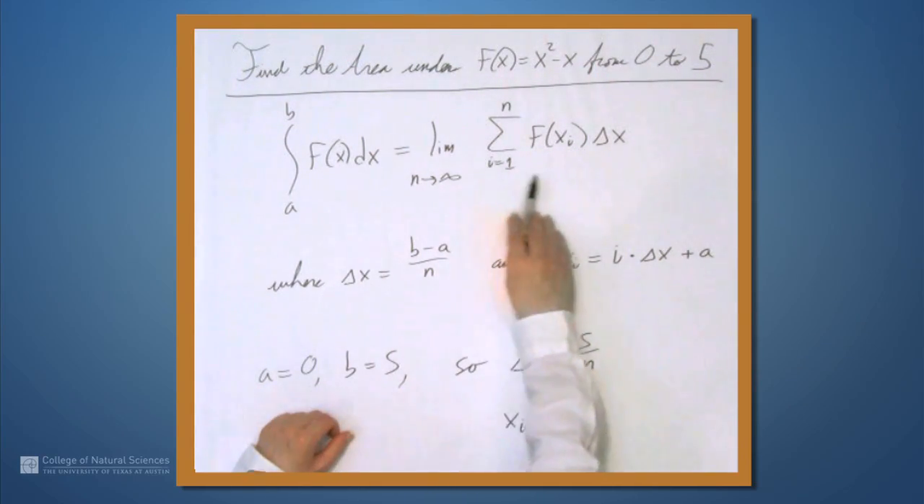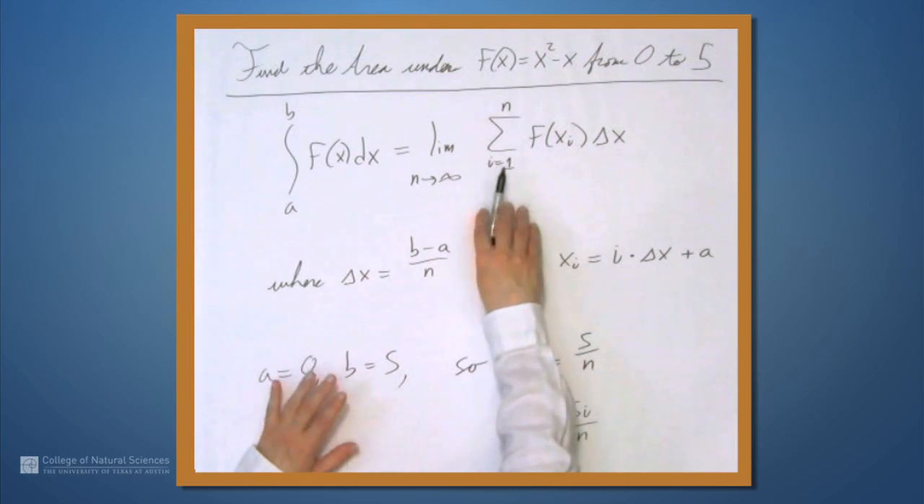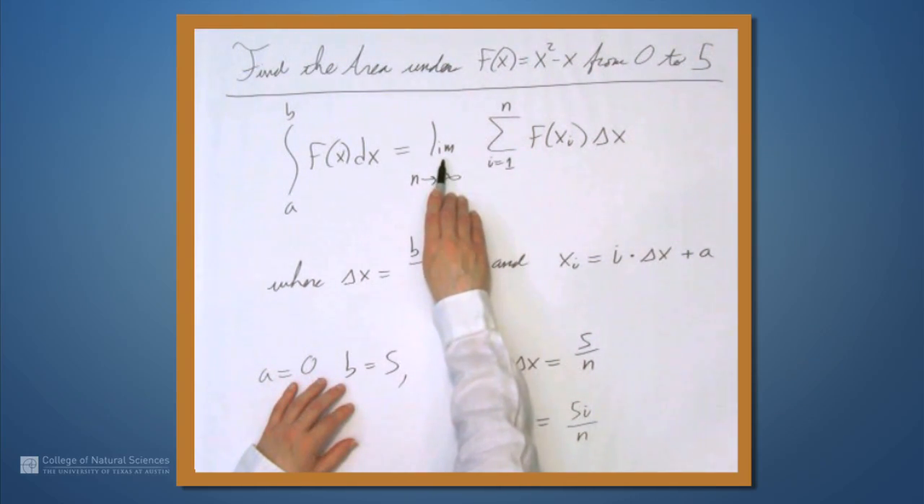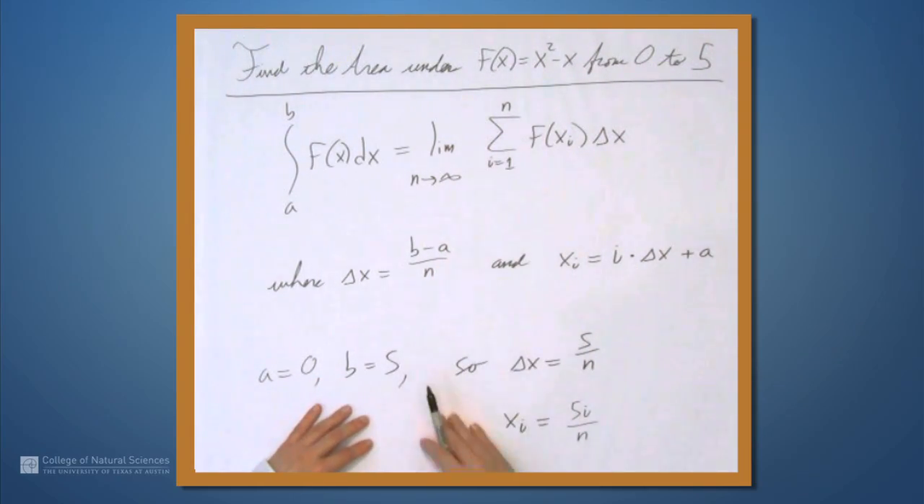So I want to figure out what this summation is first. I'll figure out what that is, I'll simplify it, and then I'll worry about the limit, so instead of having to write the limit each time. So let's figure out what this is and simplify.